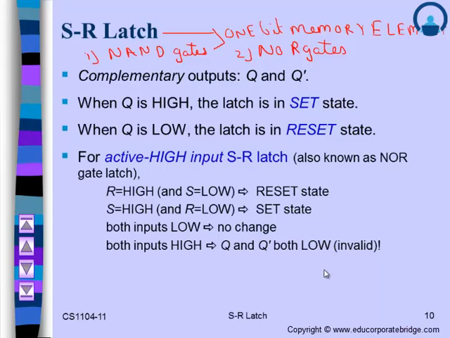For the active high input SR latch, also known as the NOR gate latch: R equal to high and S equal to low is the reset state. S equal to high and R equal to low is the set state. Both inputs low means no change. Both inputs high makes Q and Q bar both low, therefore it becomes invalid.